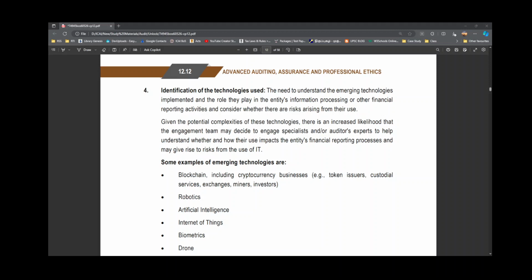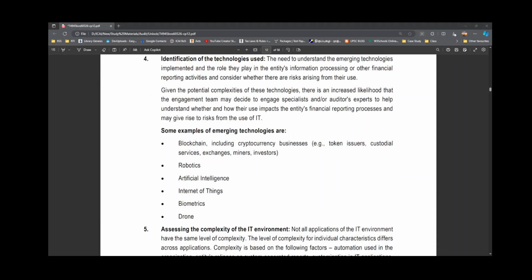That's the question. Given the potential complexity of technology, there is an increased likelihood that the engagement team may decide to engage specialists or auditors' experts to help understand how this use of technology impacts the entity's financial reporting process and gives rise to the use of IT. So what technology is used? I'll give you a story.